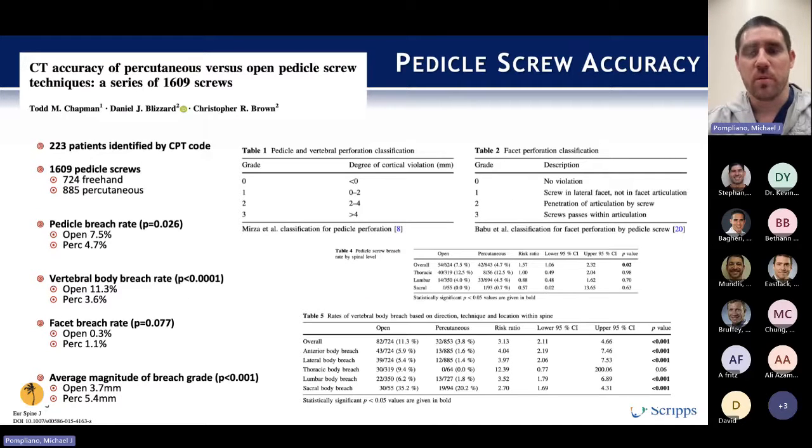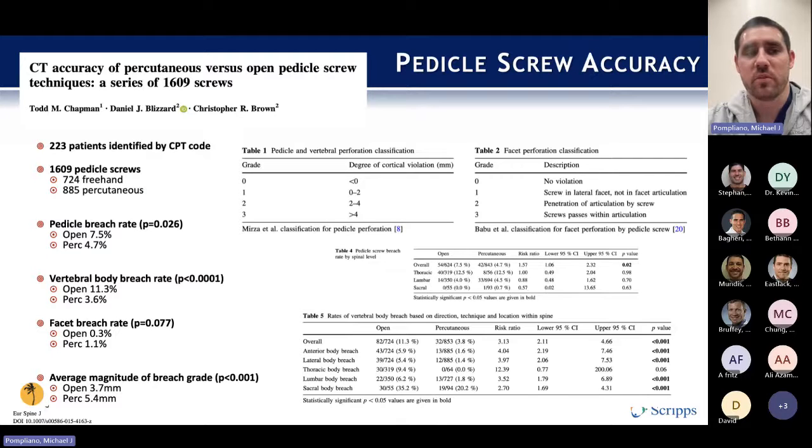So probably the most important application of MIS, I think, is percutaneous pedicle screw placement, especially with respect to trauma. With anything you're doing, you need to first make sure it's safe before you even consider if it's better or worse, because if it's not safe, you're not going to do it. So this is a study looking at the CT accuracy of percutaneous versus open pedicle screws.